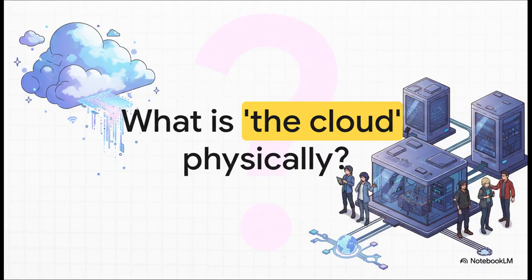So that really brings us to the big question, right? When you upload a photo or stream your favorite show, where is that stuff actually going? What does the cloud physically look like? I'll give you a hint. It's not some magical fog floating in the sky. It's real buildings, packed to the gills with very, very real computers.